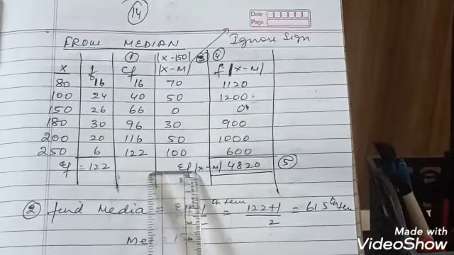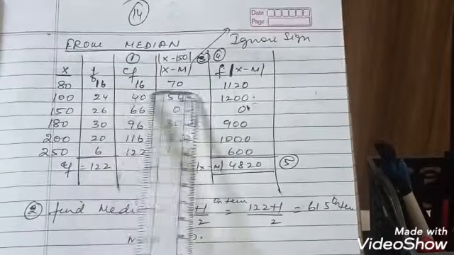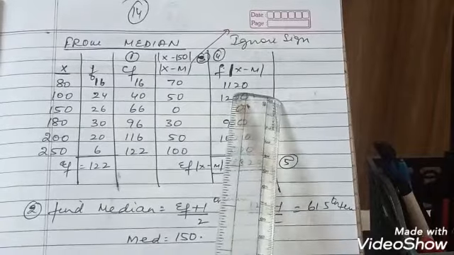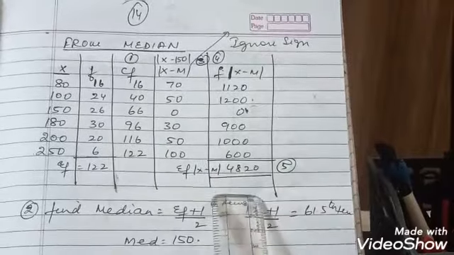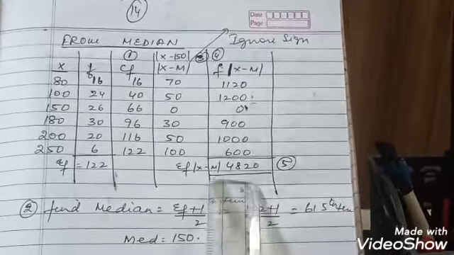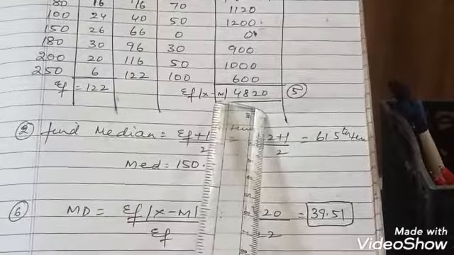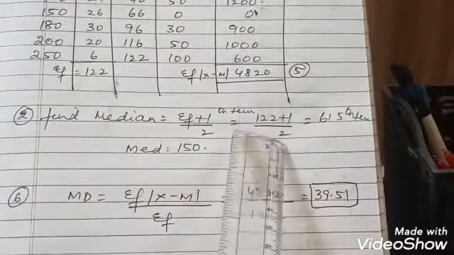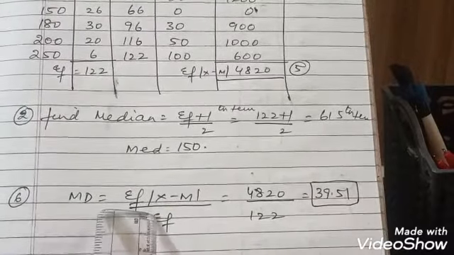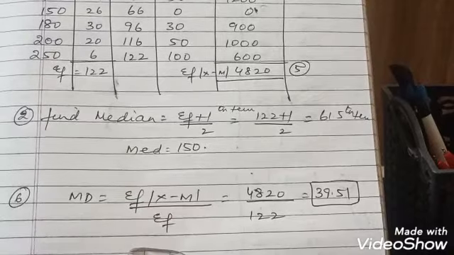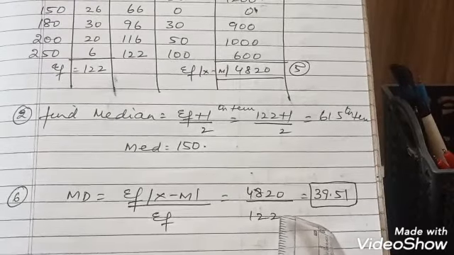Once you have taken out the deviations ignoring the sign, you will multiply each deviation with the frequency, that is 16. 70 into 16 gives you 1120. 24 into 50 gives you 1200, and so on. Once you have done f into modulus of x minus m, the next step is you'll find the summation, 4820. This entire table should be done first, children. And then you have the mean deviation formula, which is MD is equal to sigma f modulus of x minus m upon sigma f, which is 4820 upon 122, 39.51.